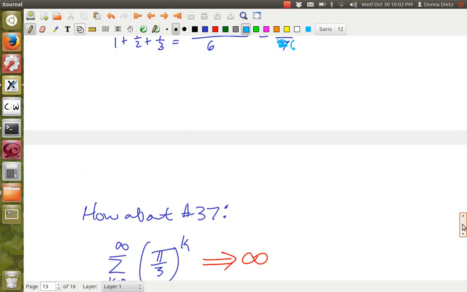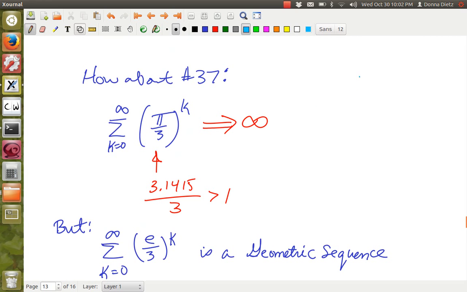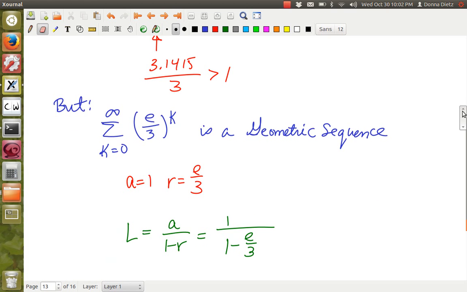Okay, so there we are. So we had a over 1 minus r, but see, this is garbage, because this whole piece, the r, is greater than 1. So this doesn't work. This thing does not converge. But if it's e over 3, that's a whole different story, because e over 3 is totally fine. You just chuck it into your formula and you're good to go. You don't have to recalculate that.